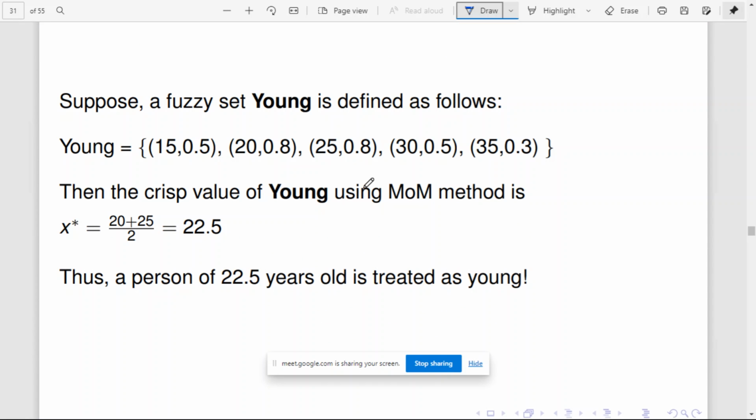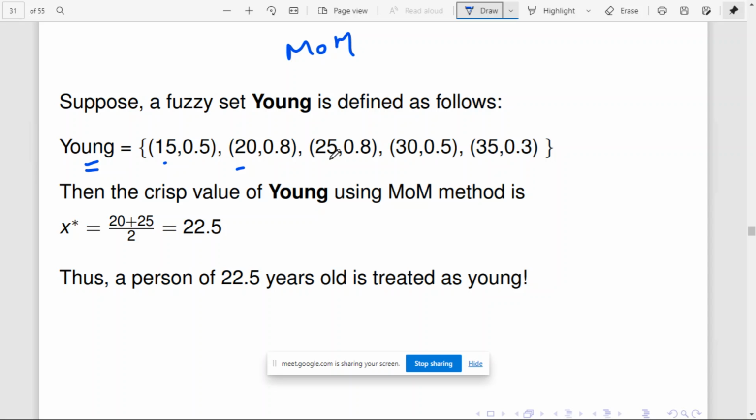So here is an example. Suppose a fuzzy set young is defined as follows. These are the different x1, x2, x3. If the age is 15, then the membership value is 0.5. For 20 it is 0.8. For 25 it is 0.8. For 30 it is 0.5. For 35 it is 0.3. Now how will you identify the crisp value by using the MOM method, that is, the mean of maxima method?